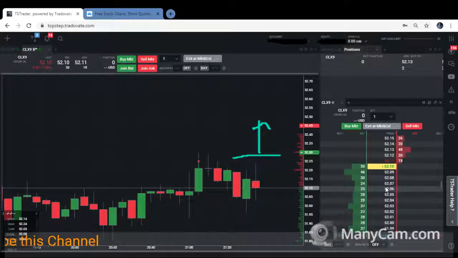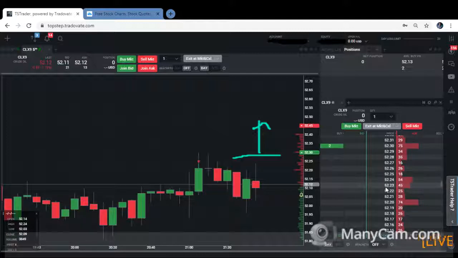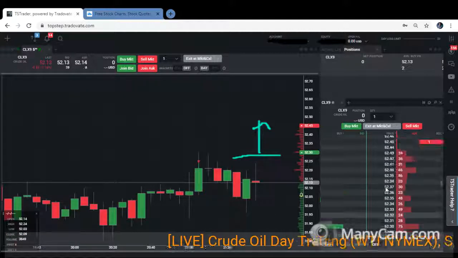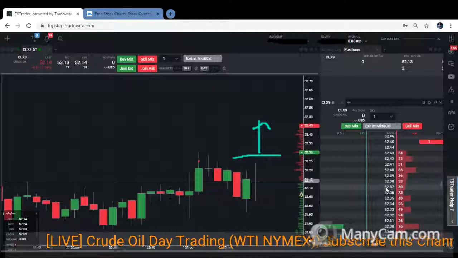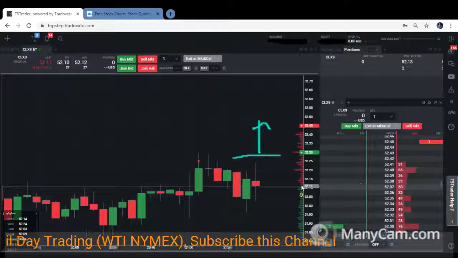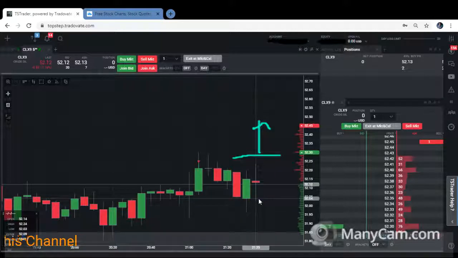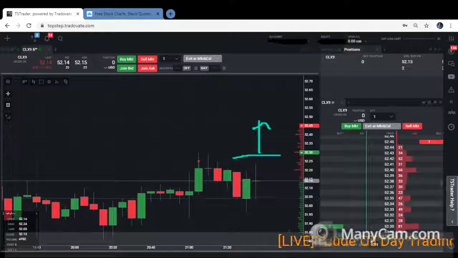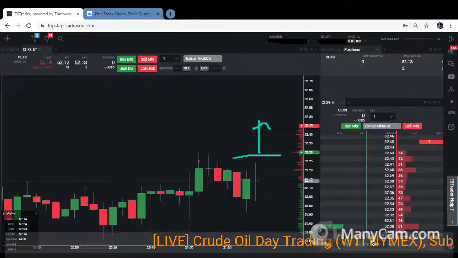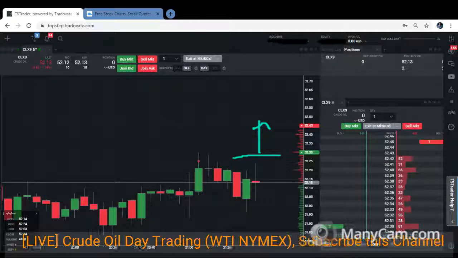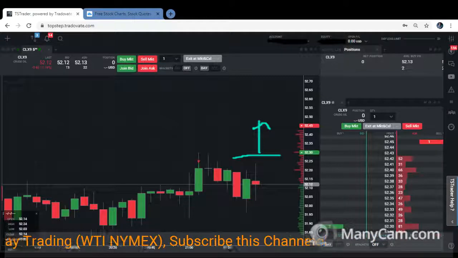We haven't seen any large volume waiting. I'm still expecting a large volume waiting at around 52.50 or 52.60. At this moment, it looks like a full reversal for the next one hour. So let's wait. Hopefully this will be triggered in the next 10 minutes.